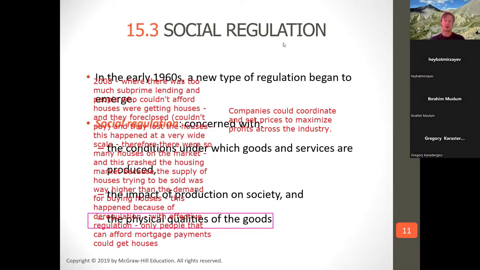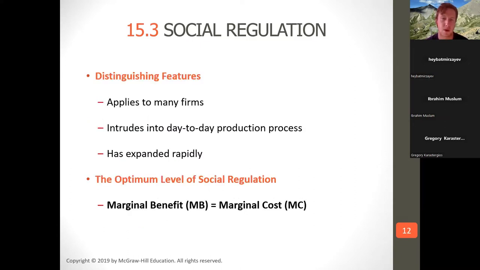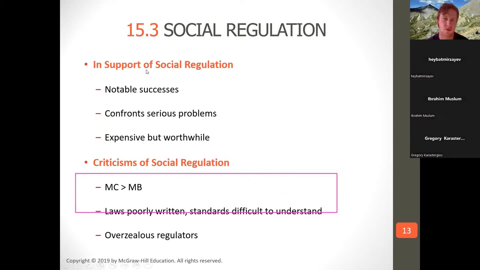So in the early 1960s, a new type of regulation began to emerge. That was social regulation. This was focused on the conditions under which goods and services are produced, the impact of production on society, and the physical qualities of the goods. With social regulation, the optimum level is when marginal benefit equals marginal cost. And social regulation has a lot of successes and solves a lot of serious problems.